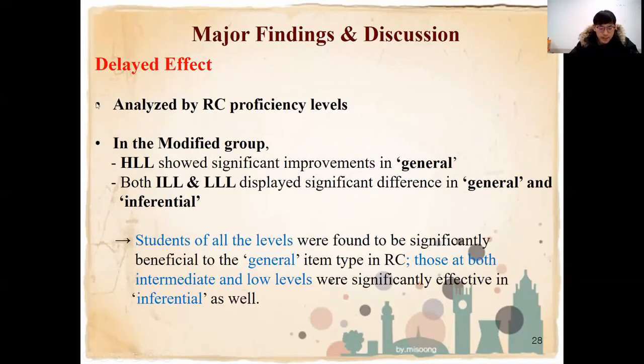And next, the delayed effects of the text type in repeated reading were further analyzed by learners' reading comprehension proficiency levels. In the modified group, high-level learners showed significant improvements in general, and both intermediate-level and low-level learners displayed significant differences in general and inferential. So I conclude that students of all levels significantly benefited in the general item type in reading comprehension. Those at both intermediate and low levels were significantly affected in inferential as well.